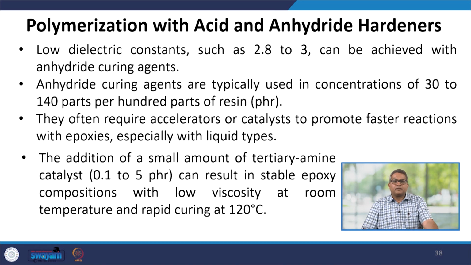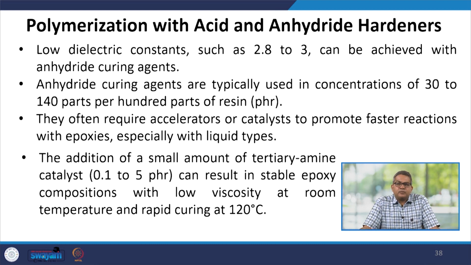properties. Now, low dielectric constants such as 2.8 to 3 can be achieved with anhydride curing agents. And anhydride curing agents are typically used in a concentration of say 30 to 140 parts per 100 of resin, and they often require an accelerator or catalyst to promote faster reactions with epoxies, especially with the liquid type.